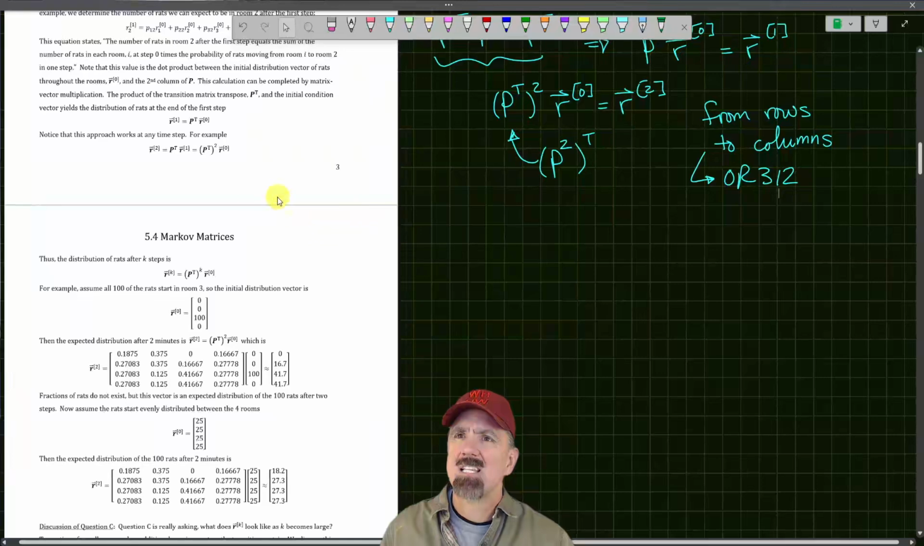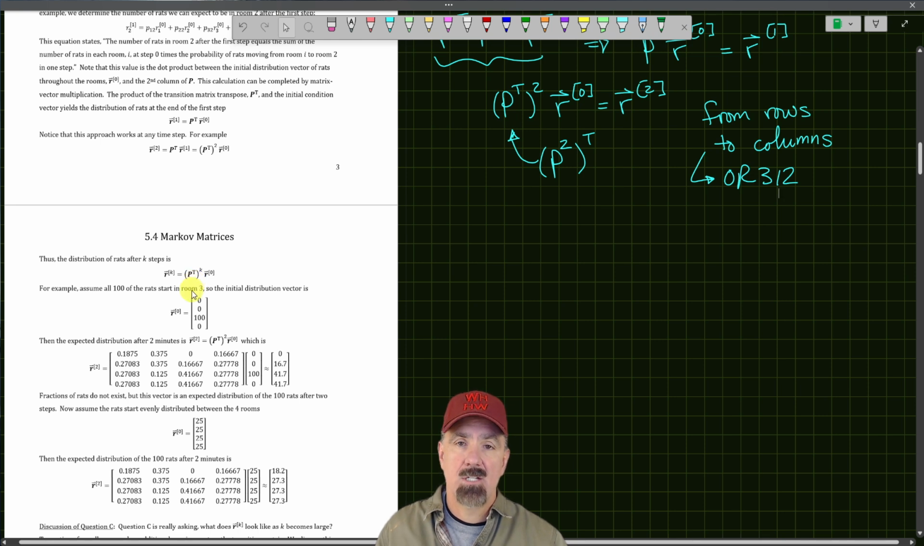This process is just a demonstration of how the distribution at the kth step is, just like we said, the transition matrix transpose raised to the kth power multiplied by the initial condition vector. You want to read through all of this material. It's easy to understand what's happening once you look through this and do some examples.